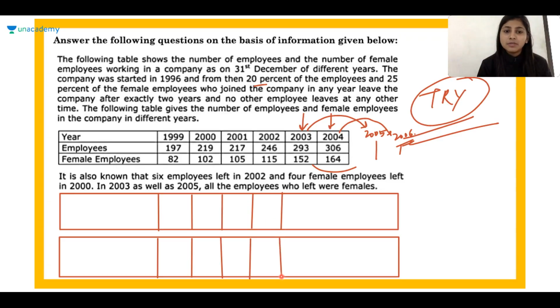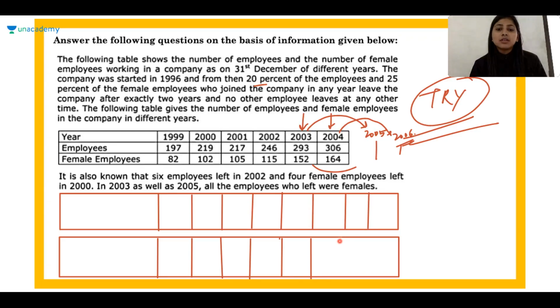Done? You got the table? Column May, employee leaving and joining. I'm giving you a hint. Wait. Okay, I'll not solve it for you. I'm just telling you how to do it. You'll have to do it yourself.